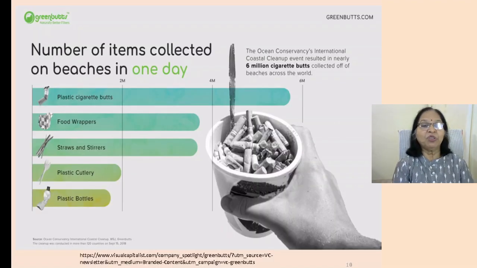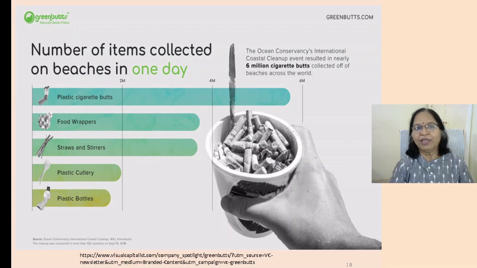And the subject continues. The number of items collected on beaches in one day: plastic cigarette butts nearing 6 million, food wrappers around 4 million, straws and stirrers around 4 million, plastic cutlery around 2 million, and plastic bottles around 2 million.